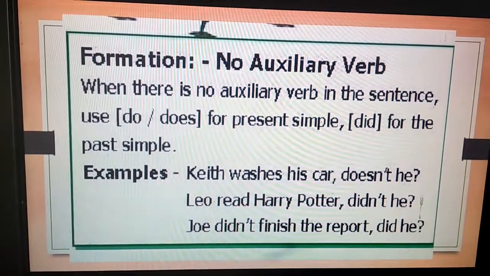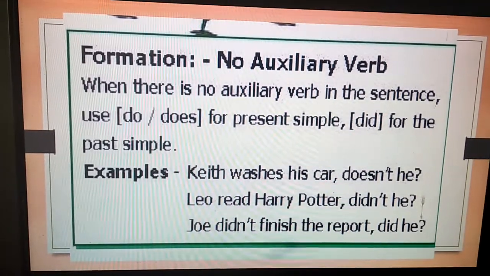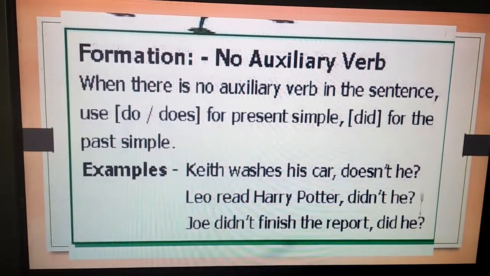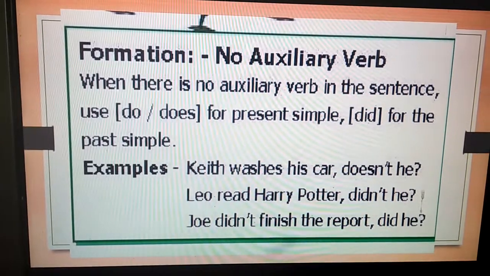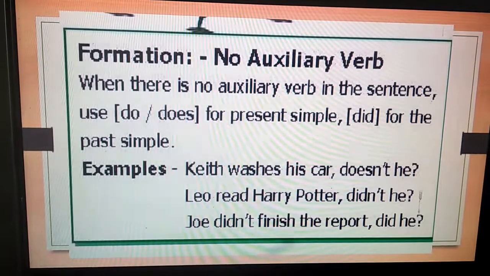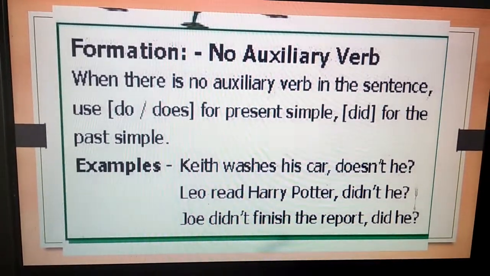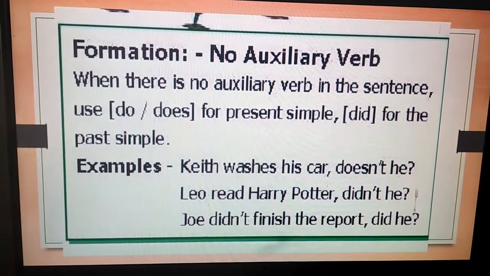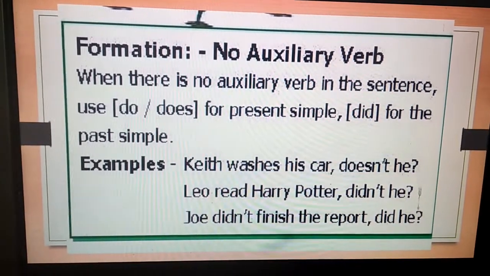This already we have discussed, but again individually I want you to understand it. That is formation with no auxiliary verb. It means if there is no modal auxiliary and even no primary auxiliary. Primary auxiliary means am, is, are, was, were, shall, will, have, has, had. If these are not there, then what do we have to do? When there is no auxiliary verb in the sentence, what do we have to use? Do or does for simple present and did for the simple past. Because in all other tenses you will get the auxiliary verbs.